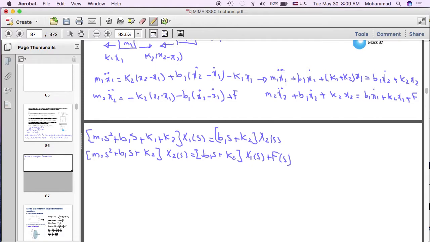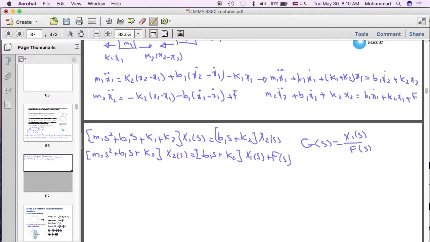So the next step is to simplify. Between the two of them, what are we trying to get rid of? What is the unwanted variable between these two equations? We want our transfer function to be what over what? What is the output? We are looking for x1 of s as output and F of s as input. So we want x1 of s up here and F of s here as the denominator.